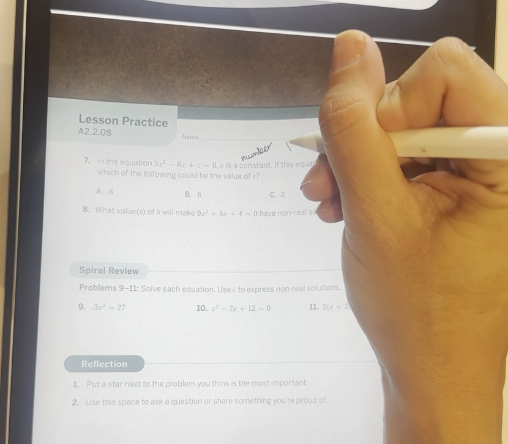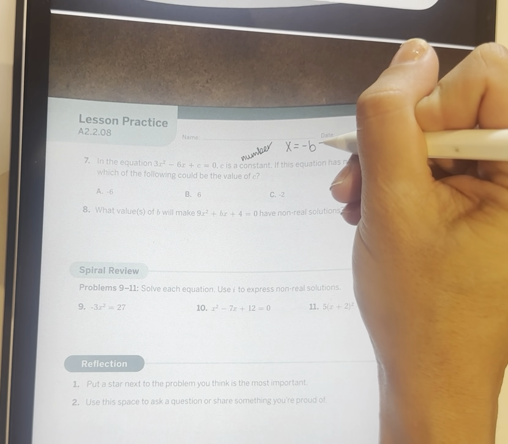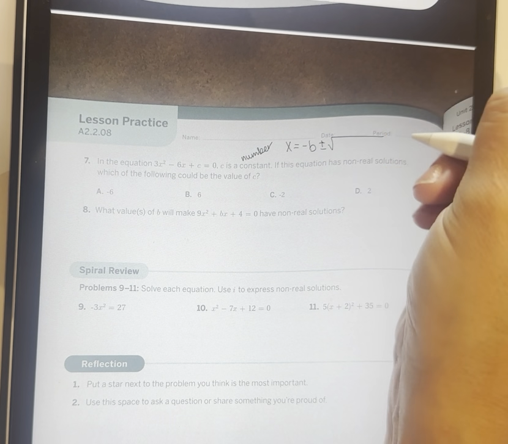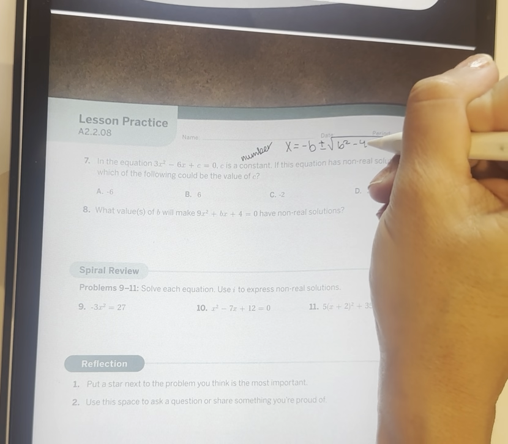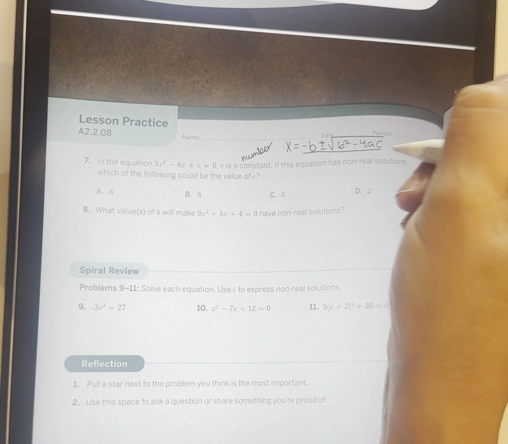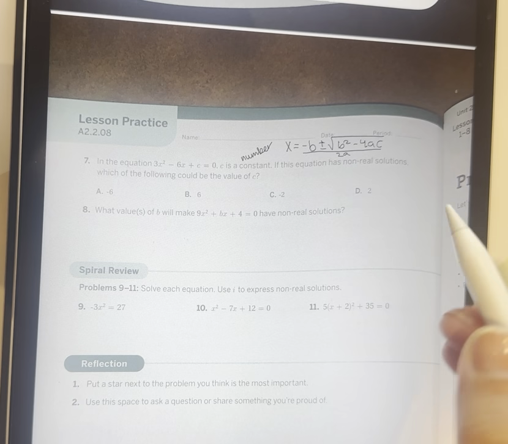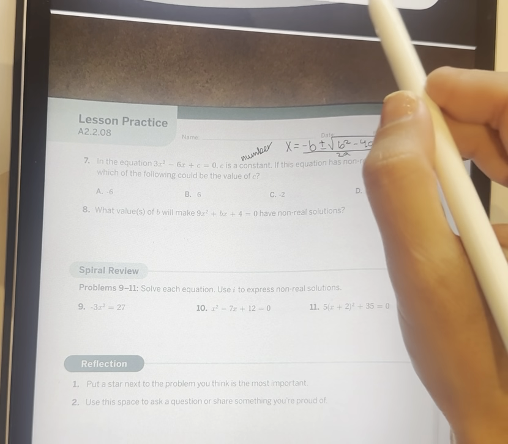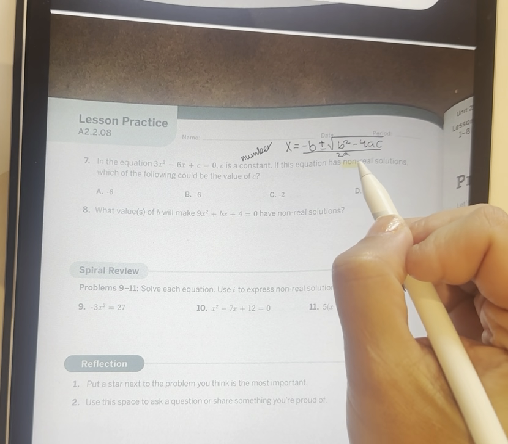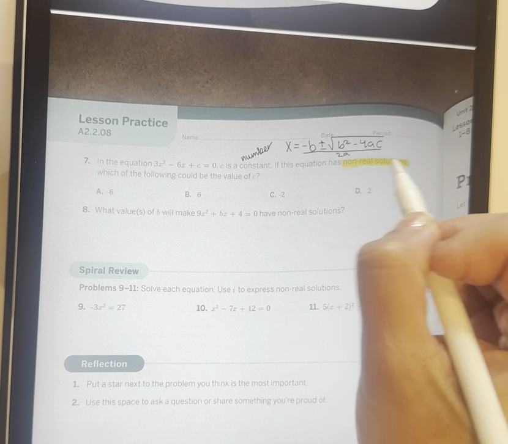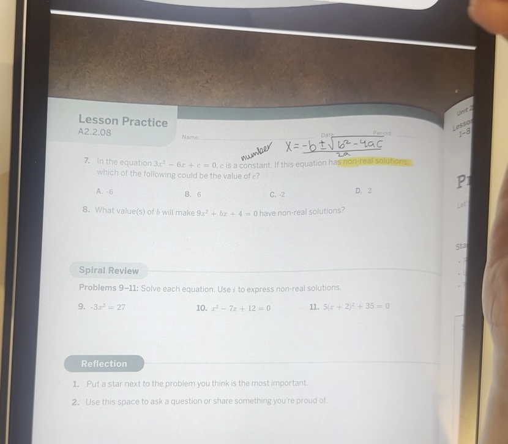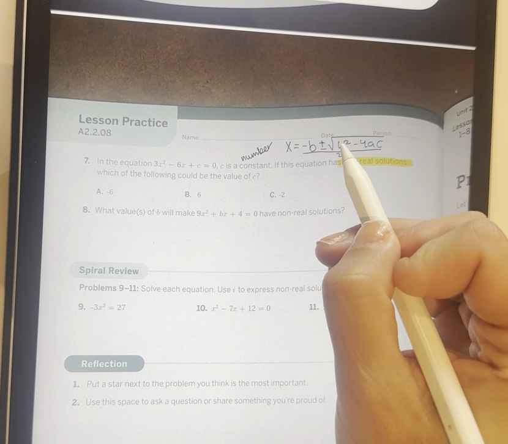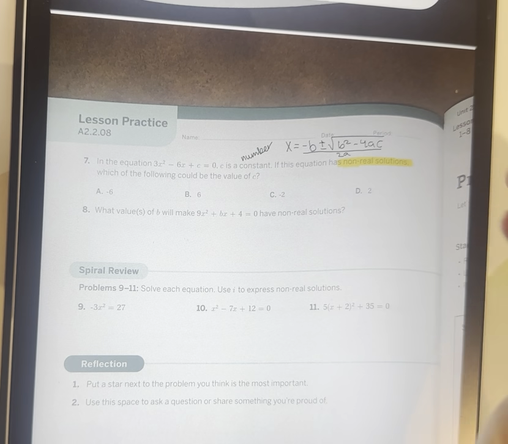We would do x equals negative b plus or minus the square root of b squared minus 4ac, all divided by 2a, okay? Now, I don't actually have to do all of this because all I care about is having non-real solutions. And there's only one part of this formula that results in non-real solutions, and that's the square root.